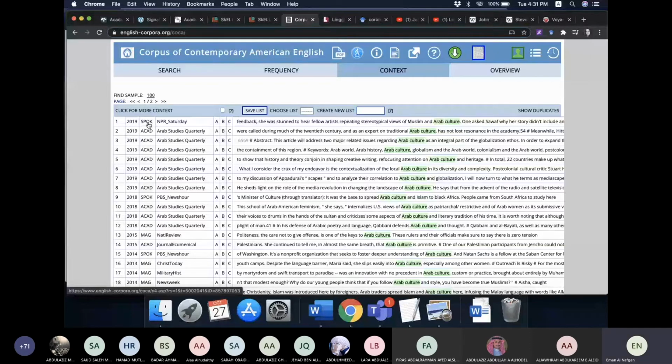Do you see my cursor? Yes, but it's not very clear. It's not clear. No, it's very clear. Is this better?